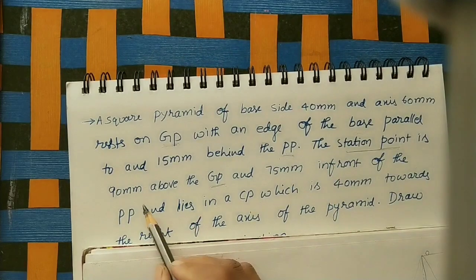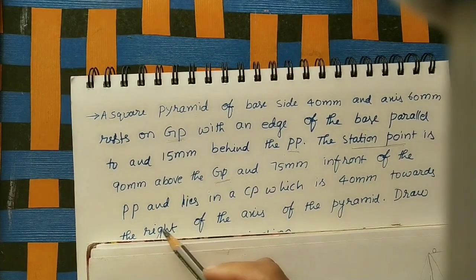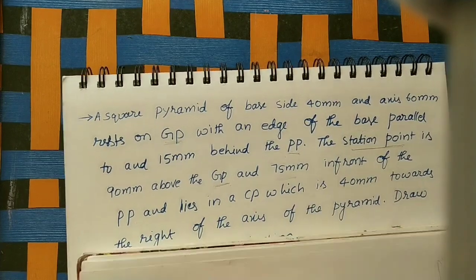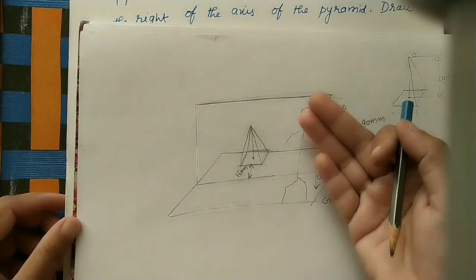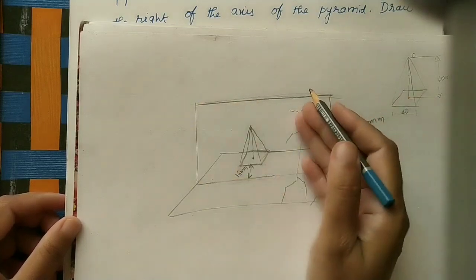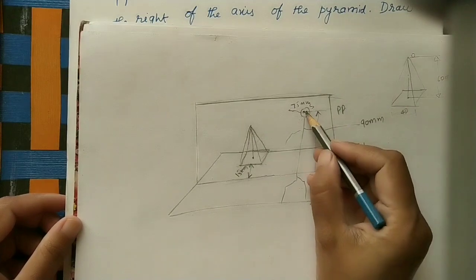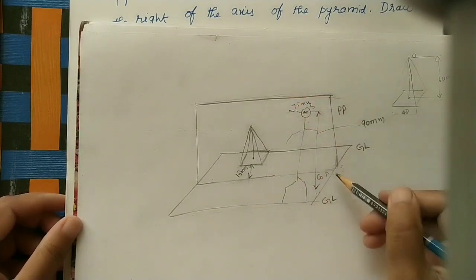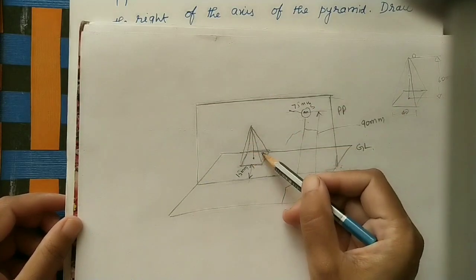The station point is 90 mm above GP and 75 mm in front of PP. Okay, from the picture plane he is standing 7.5 centimeter in front of the plane. So this is a PP plane. So in front of means this gap from this picture plane to the observer's eye is 75 mm. Just roughly I am marking here. So his station point is 90 mm above GP, 75 mm from PP. So on one side of this picture plane he is standing in front of it. Behind it, this solid is there.